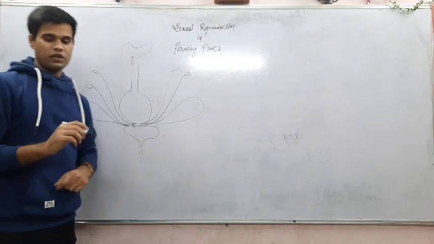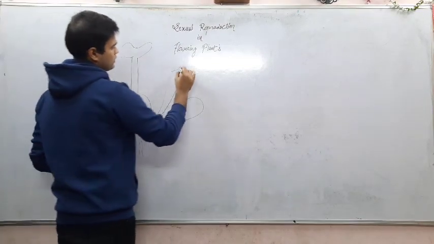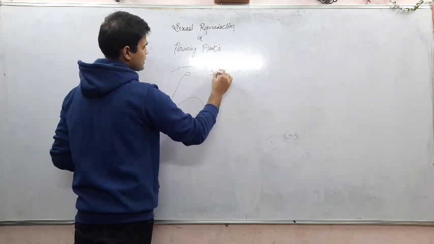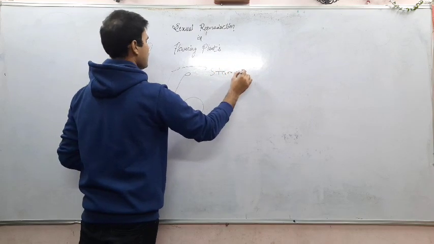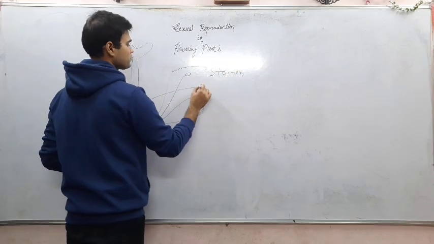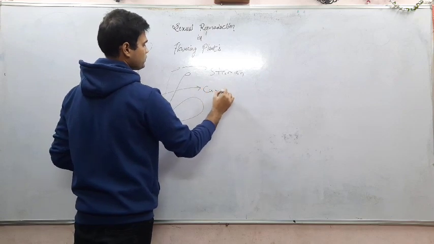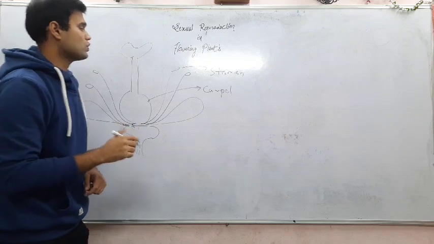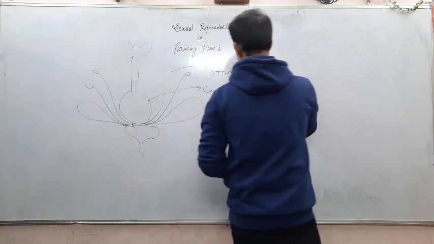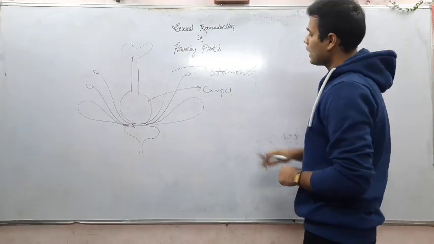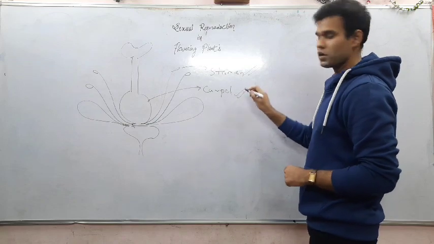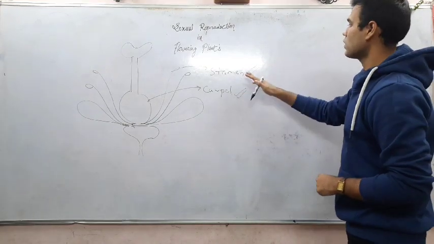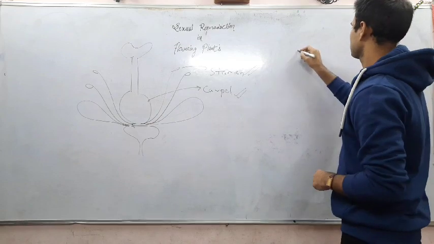In a flower there are mainly two parts, that is stamen and the other one is carpel. These are the main reproductive parts of a flower. The stamen is the male reproductive part and the carpel is the female reproductive part. So let's understand what parts the stamen consists of.